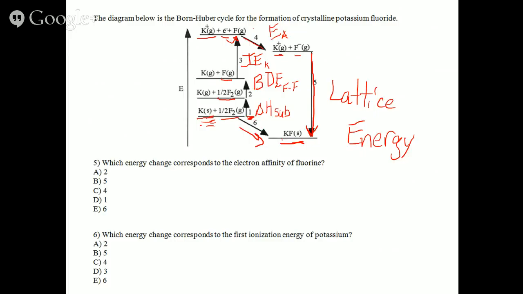Right, that's the overall change. Hess's law: we can look at each of the steps, add them all together, and it should give us the overall change. So number 5 says which energy change corresponds to the electron affinity of fluorine? Well, that would be step 4, right? So choice C. And 6, which energy change corresponds to the first ionization energy of potassium? Well, that would be choice D, right? Arrow number 3.